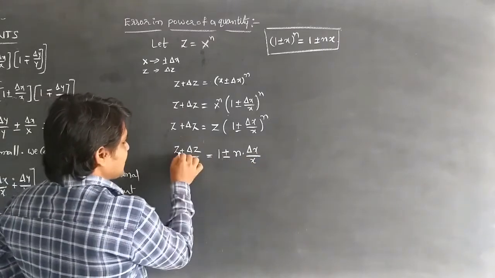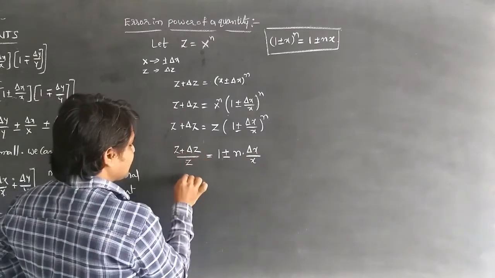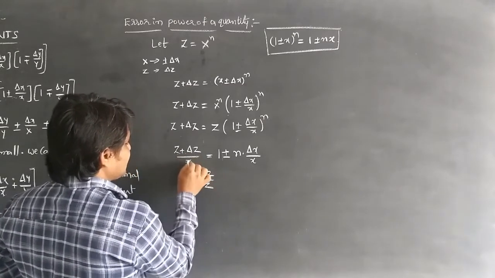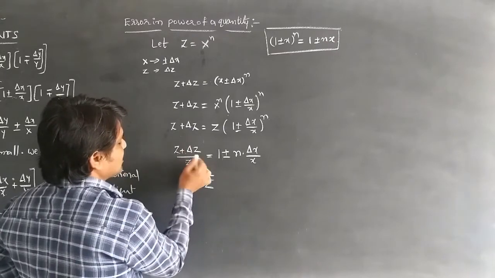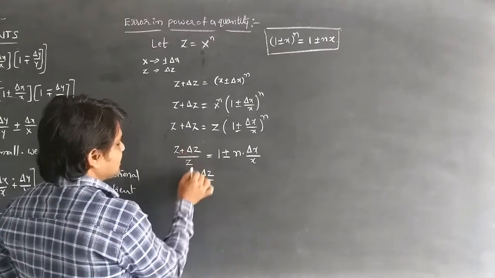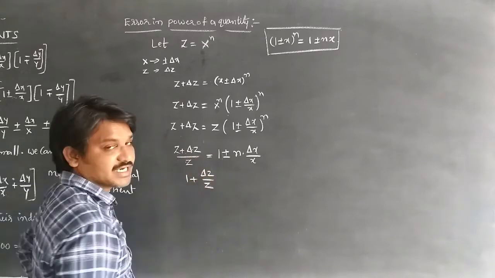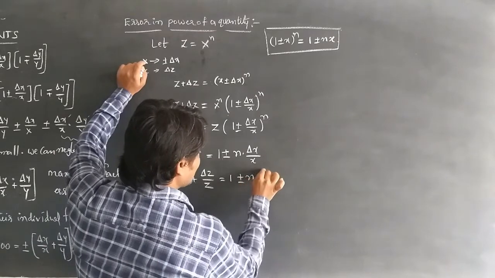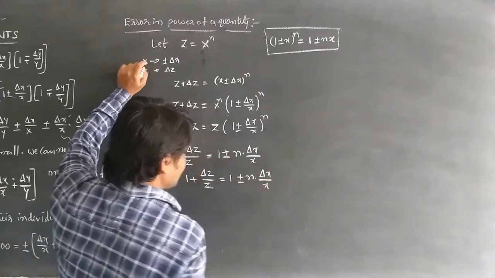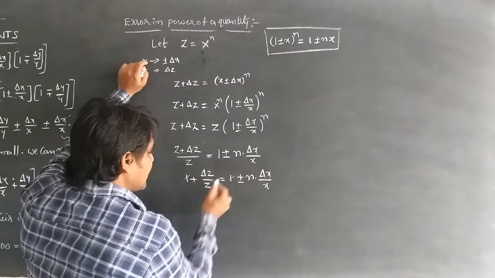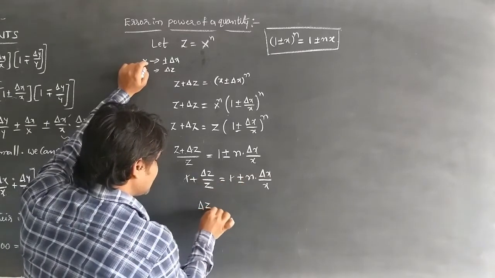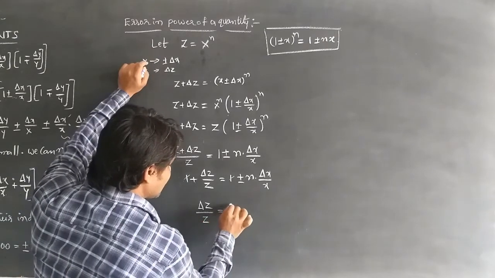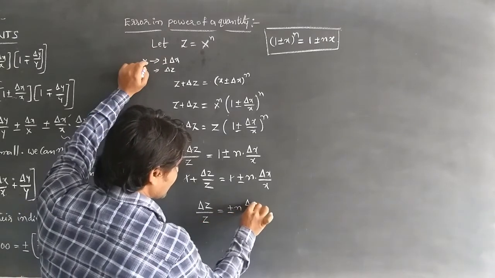Here we can write that z plus delta z by z can be written as 1 plus delta z by z, by dividing the denominator z into both terms, the z cancels and the remaining term is 1 plus delta z by z, which is equal to 1 plus or minus n into delta x by x. Here the 1 and 1 get cancelled, the remaining term will be the maximum possible error delta z by z, which is equal to plus or minus n into delta x by x.